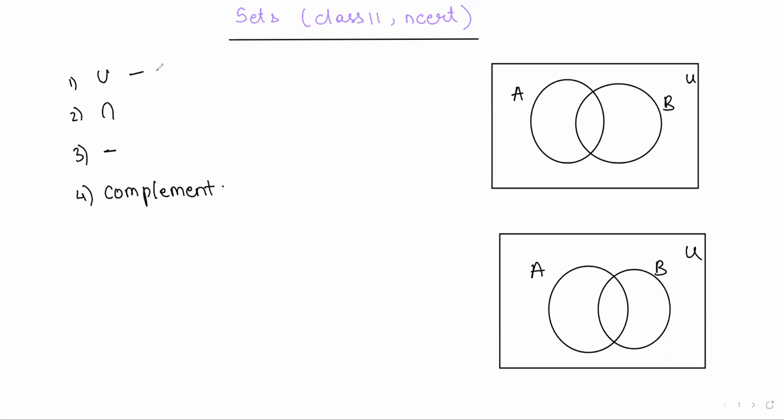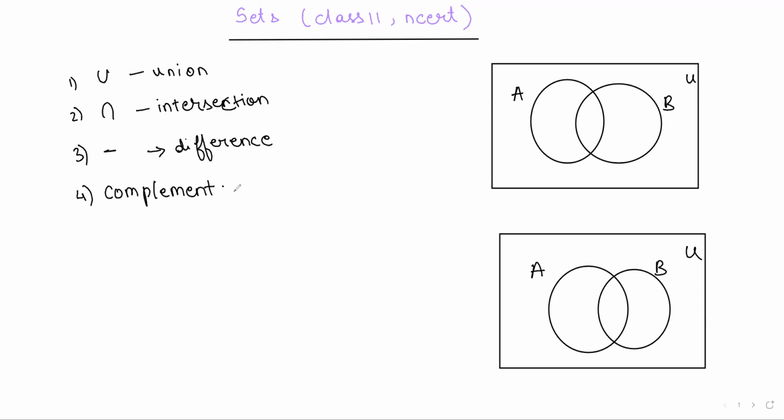So U stands for union. We understood that union means uniting all the elements of the sets involved. This inverted U is intersection. Intersection is common in all the sets involved. This symbol stands for difference. Second set minus first set. Elements of second set minus first set, or first set minus common elements.